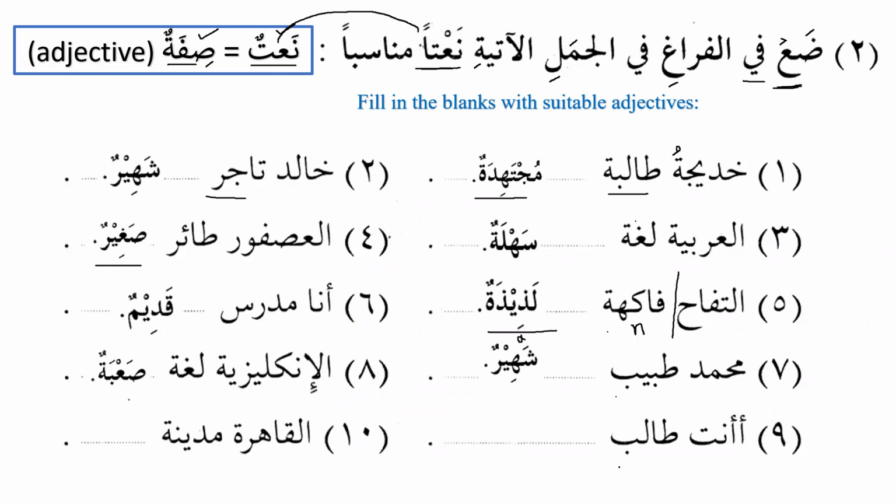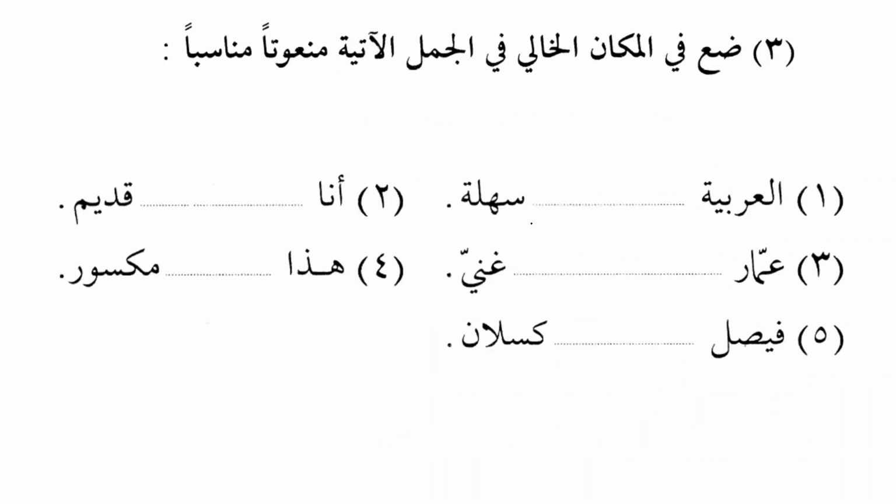Anta talibun jadidun mujtahidun. Excellent. Are you a new student? Al-Qahiratu Madinatun. Qahira is a beautiful city. So Al-Qahiratu Madinatun Jamilatun. Cairo is a beautiful city. Okay, again, that means put in the blanks. Fil jumal. Jumal is the plural of jumlatun. Jumlatun is singular and jumal is plural.